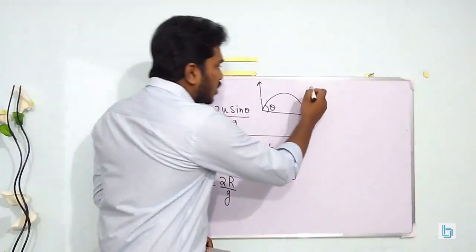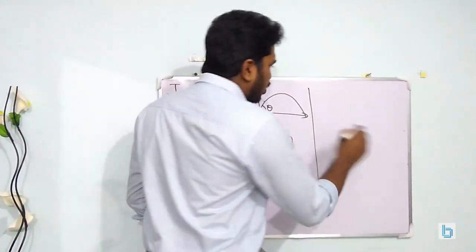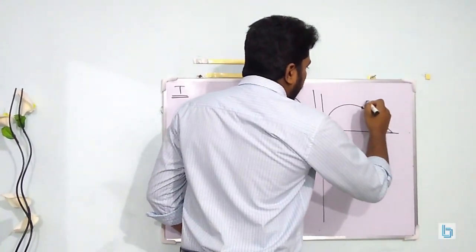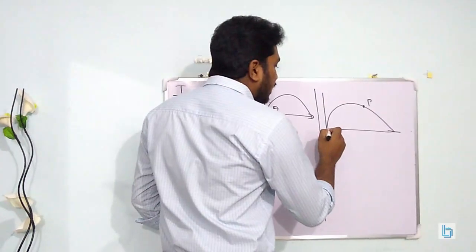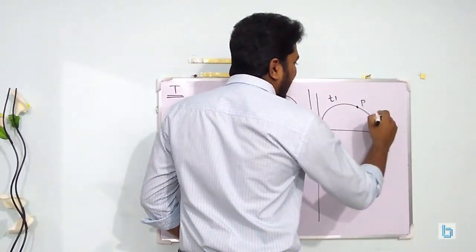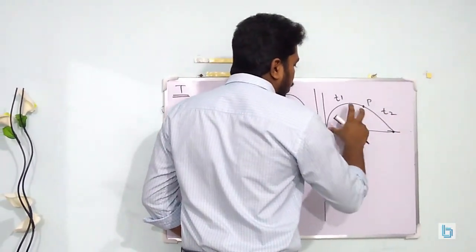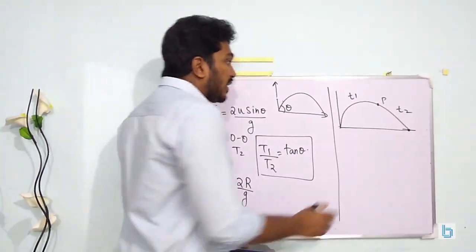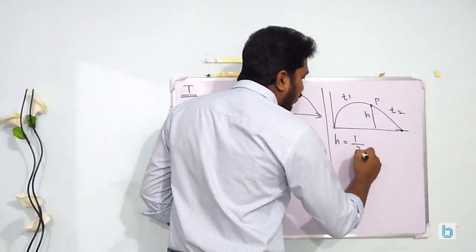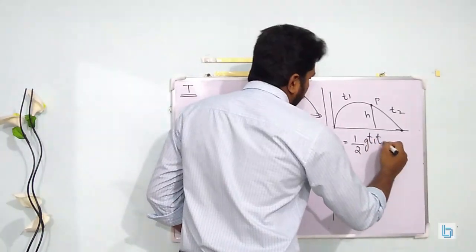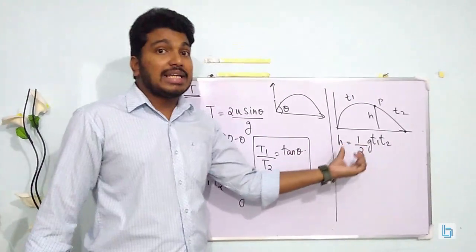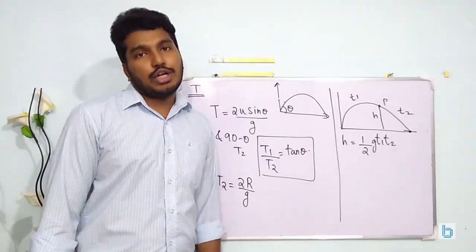Now another special case. Suppose we are launching a projectile like this, and this is a point P. The time taken to reach the point P from the point of projection is t1, and from P to the point where it hits the ground is t2. Then we can say that the corresponding height h here is equal to half into g t1 t2. Our height is half g t1 t2.